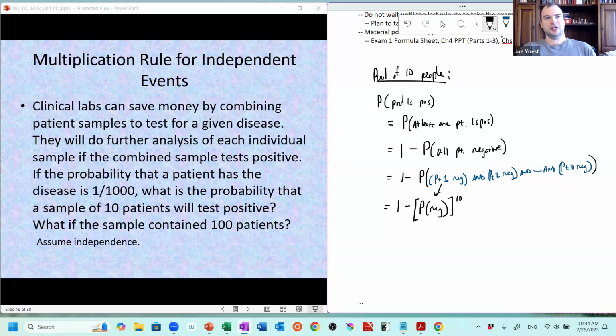Right, our multiplication rule for independent events, roughly speaking, just means each of these ands turns into multiplications. So probability that patient 1 is negative times probability patient 2 is negative times probability patient 3 is negative, and so on. But each of them has the same probability of being negative. Now we know the probability that they are positive is 1 in 1,000. That's the complement of being negative. A patient is either negative or positive for the disease. They either don't have it or they do have it.